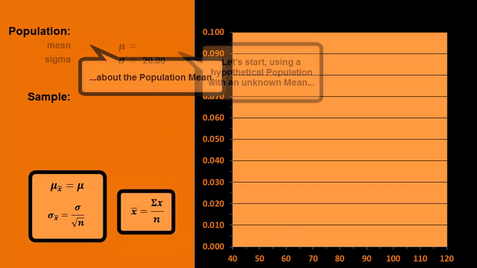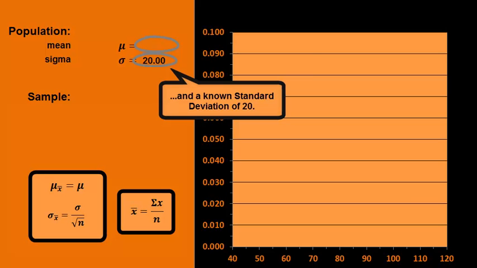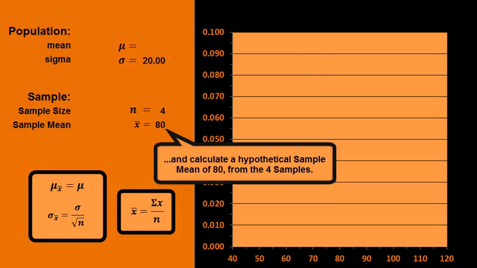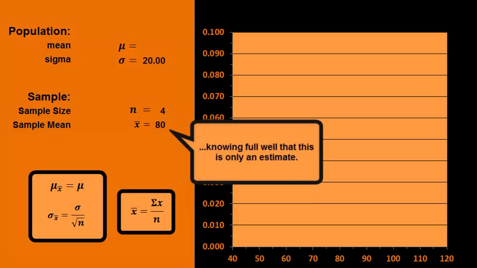Let's start using a hypothetical population with an unknown mean and a known standard deviation of 20. From this population, we take a hypothetical random sample of size 4 and calculate a hypothetical sample mean of 80 from the 4 samples. We use the value of 80 as a point estimate of the sampling distribution mean, knowing full well that this is only an estimate.